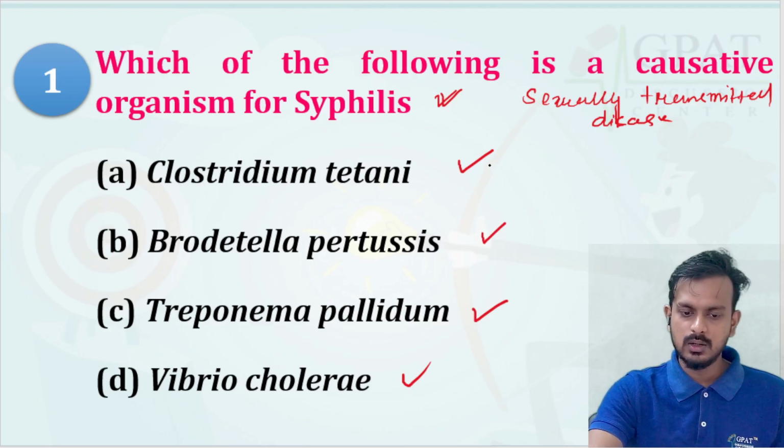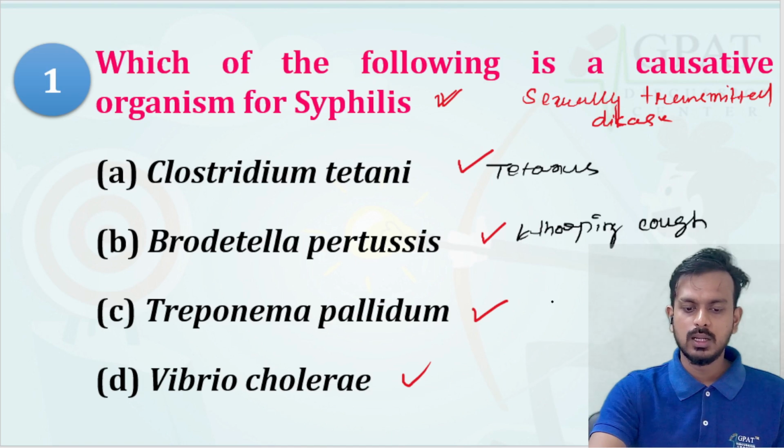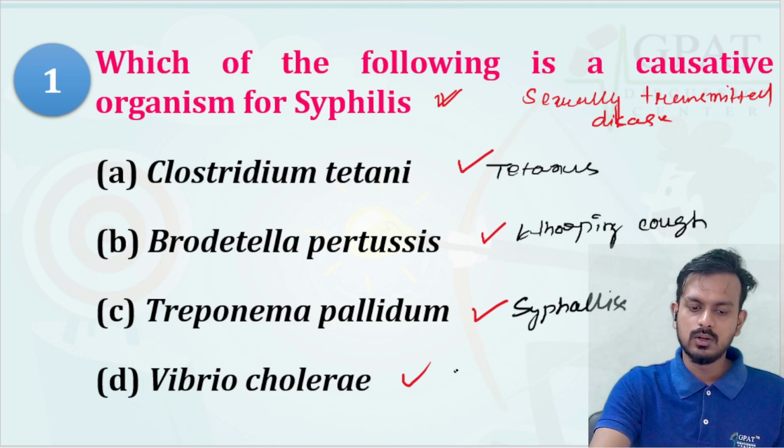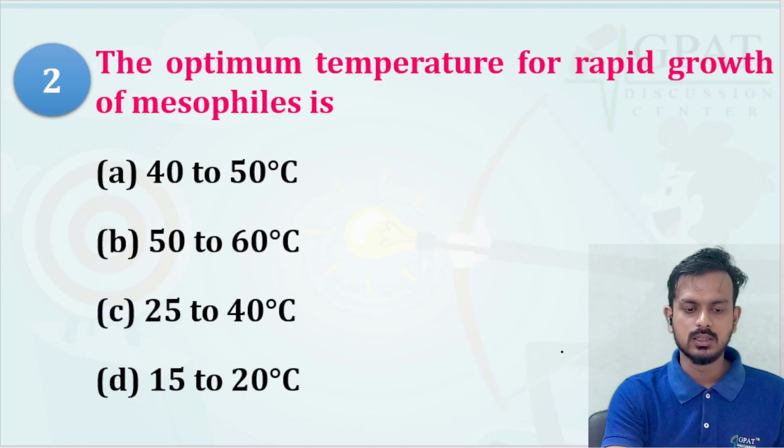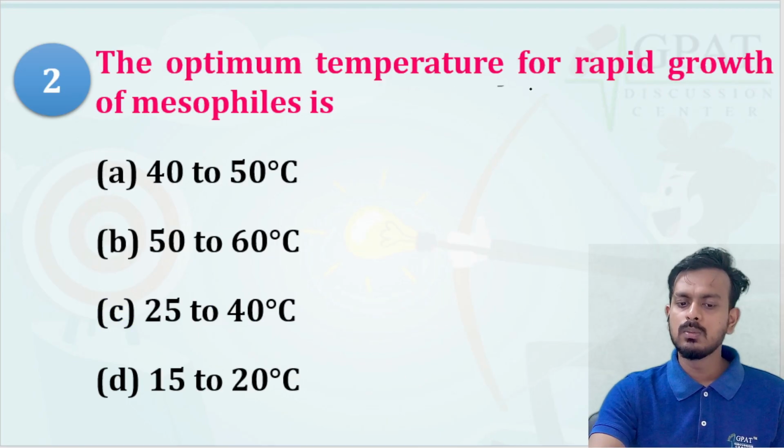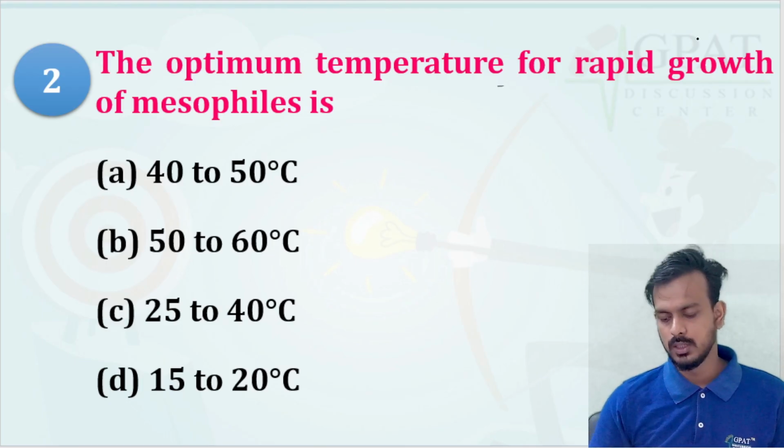Clostridium tetani basically causes tetanus. Bordetella pertussis causes whooping cough. Treponema pallidum causes syphilis. Vibrio cholerae causes cholera. Please note it down. Option C is the correct answer. Next question: the optimum temperature for rapid growth of mesophiles.